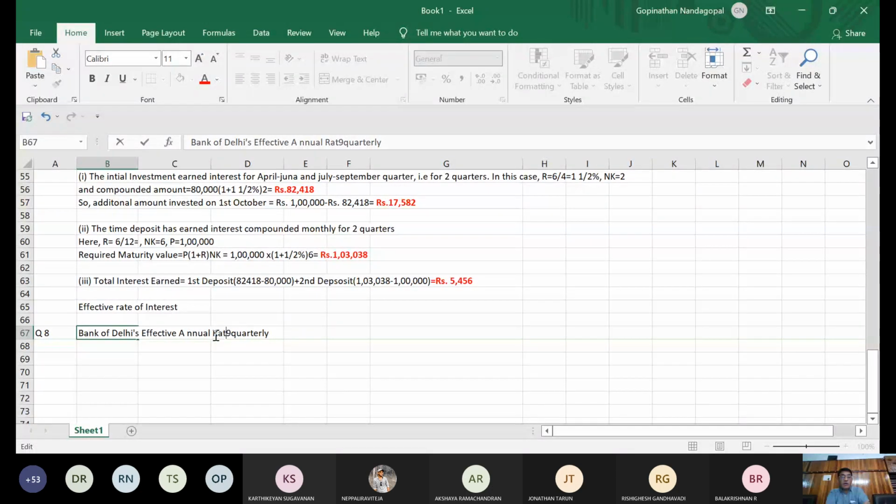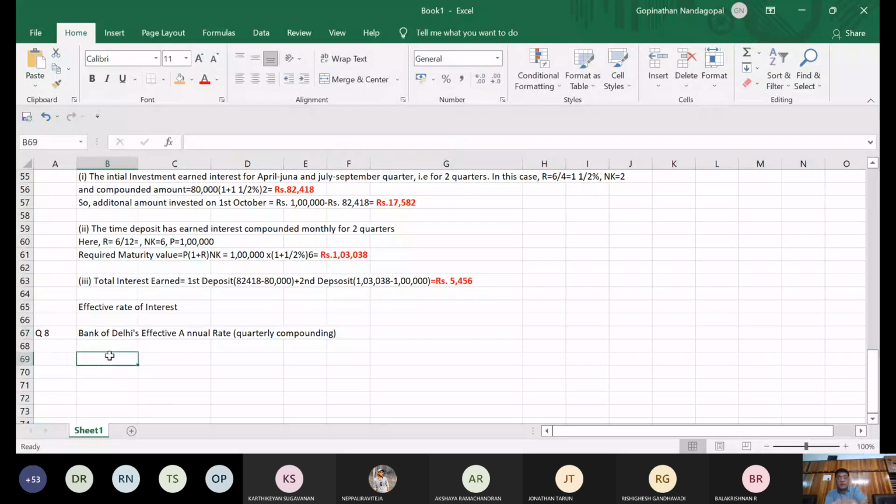Compounding is quarterly. Now we'll substitute the formula here, where E is equal to 1 plus 0.08, whole divided by 4, minus 1. Somebody tell me how much you get for this?